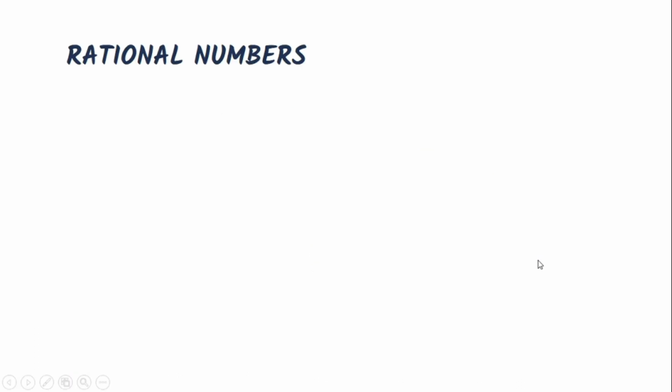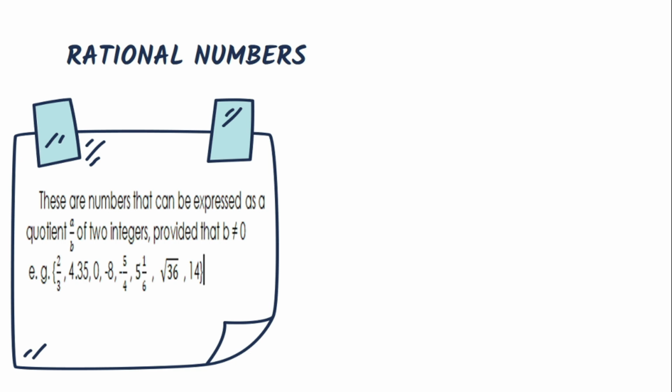Next is we have the rational numbers. Rational numbers are numbers that can be expressed as a quotient A over B of two integers provided that B should not be equal to 0. So sabi natin lahat daw ng numbers na kaya nating i-express as quotient of A over B. Yan, A over B or fraction, di ba? Provided na yung B is not equal to 0, then all of those are considered as rational numbers.